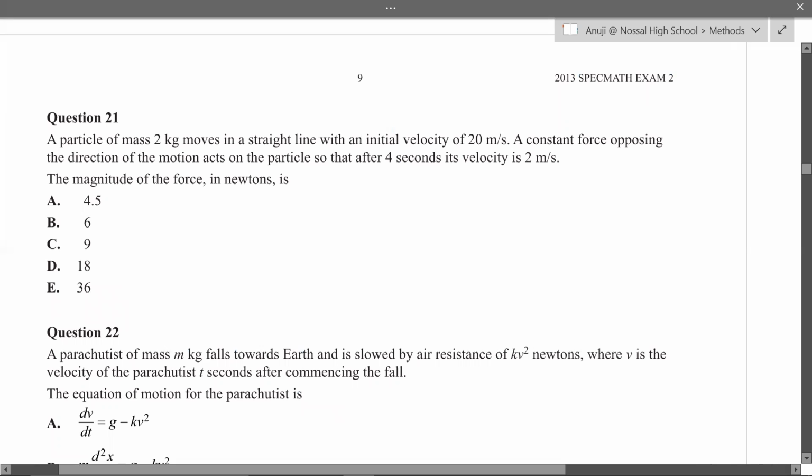Question 21. So another particle, it's 2 kilograms this time, and it's moving with a velocity of 20 meters per second. And there's a force going this way. And it's asking how many newtons that force is. So we have a change in velocity and we have a time. So if you have a change in velocity, that kind of implies you're dealing with momentum, especially because it's by itself and it's asking you for force.